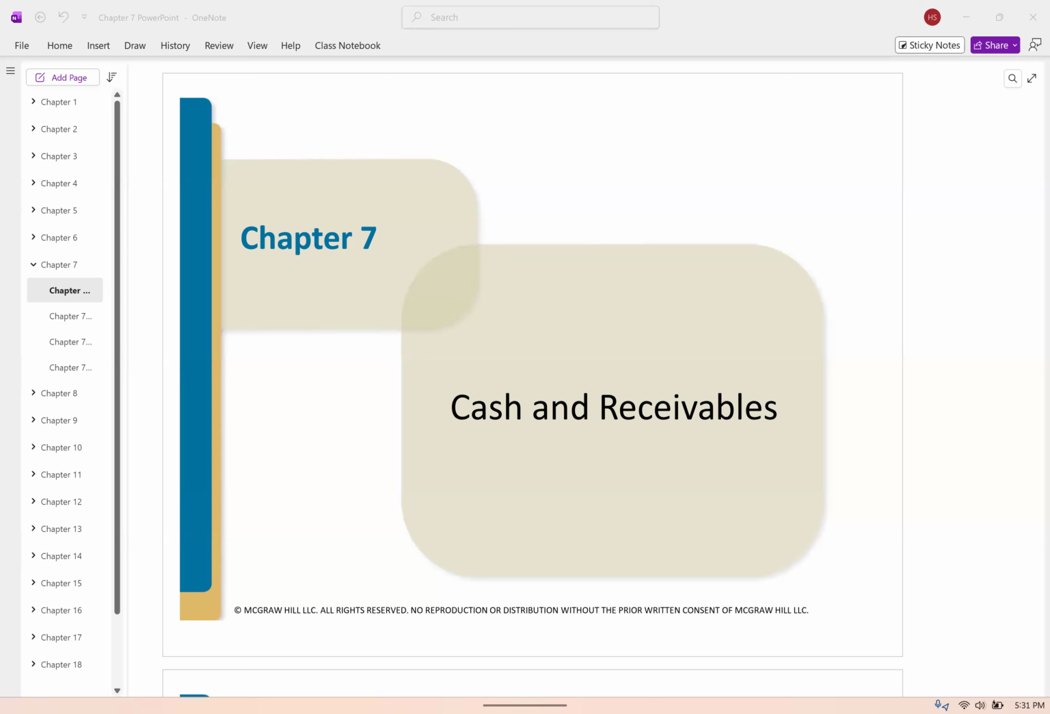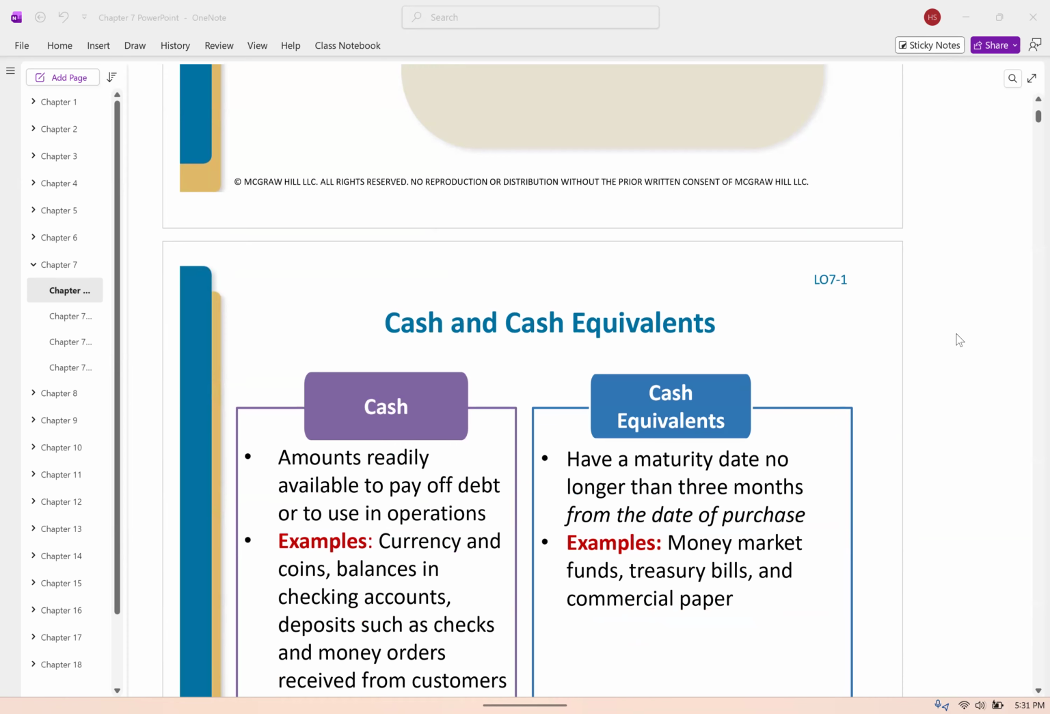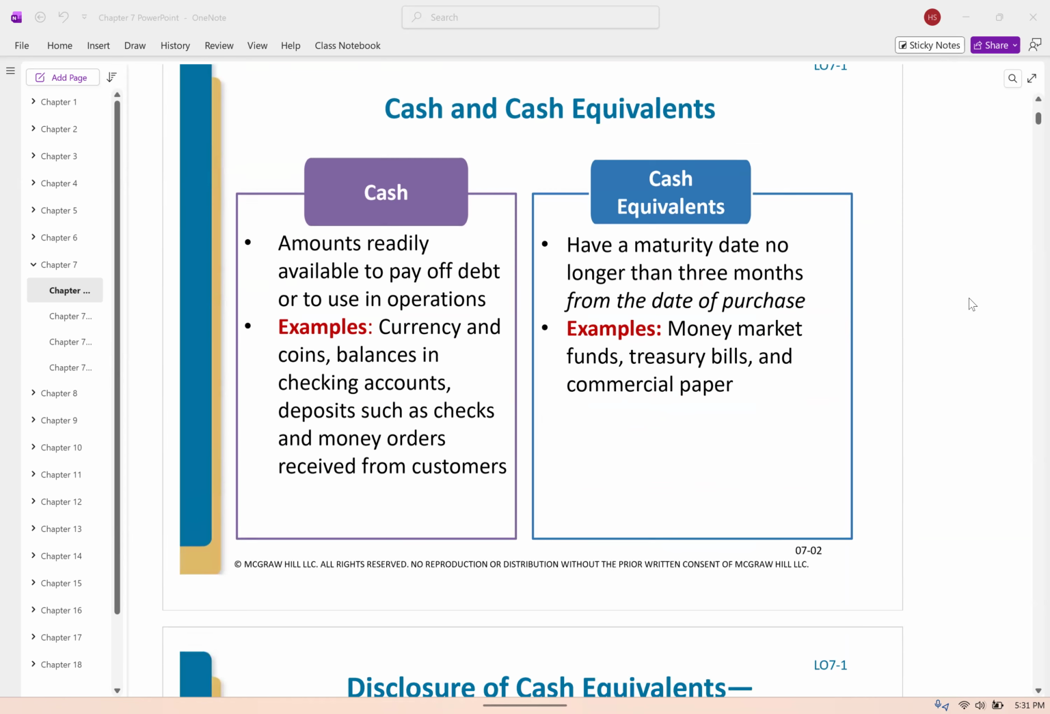All right, we are on chapter 7 of intermediate accounting. And in this chapter, we're going to talk about cash and receivables. All right, so the first part of this is cash and cash equivalents and what is designated as cash or a cash equivalent. So, what is cash?